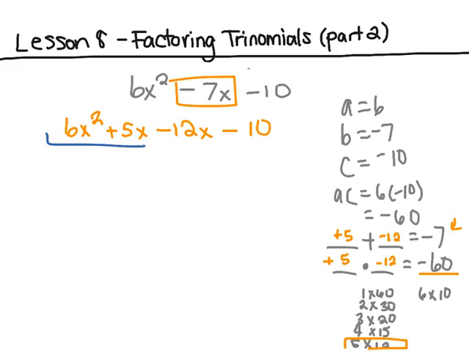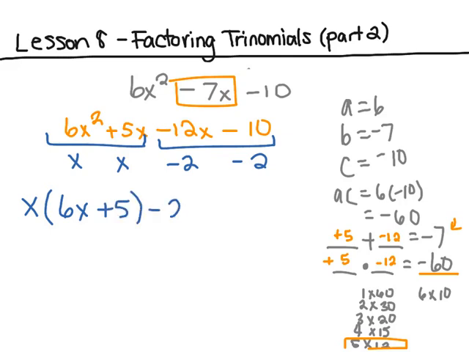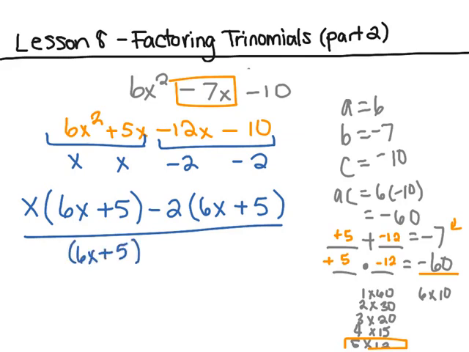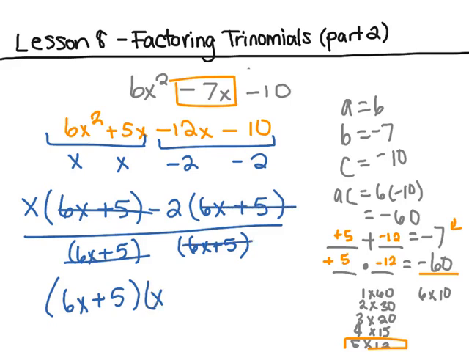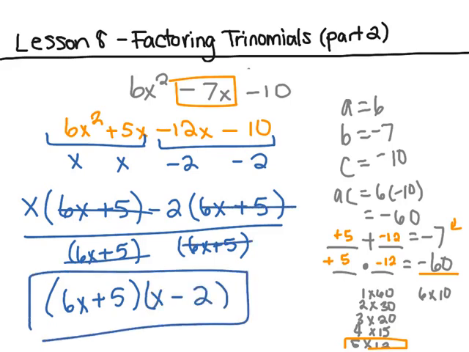Now we're going to break it into two groups and factor. So the greatest common factor in the first group is x, and in the second group is negative 2. So we'll take out an x. What's left is 6x plus 5. Take out a negative 2, and you're left with 12 divided by 2 is 6x, and 10 divided by 2 is 5. Our inside of the brackets are the same, so we're going to factor out a 6x plus 5, and we're left with x minus 2. These cancel, and that is your factored polynomial.